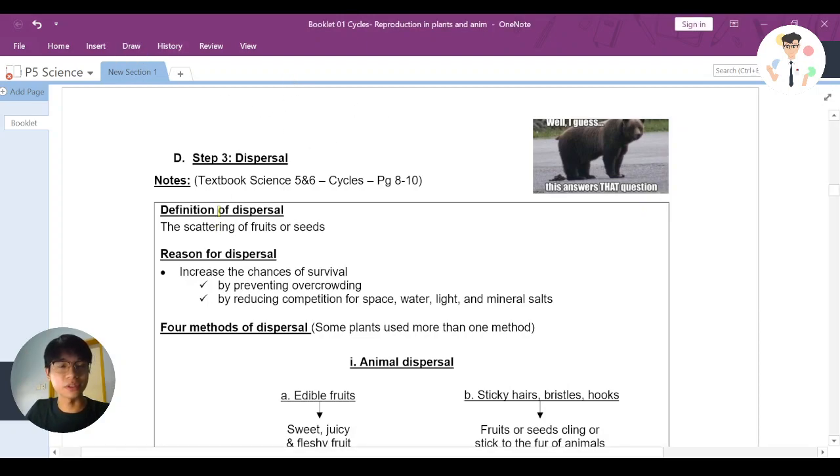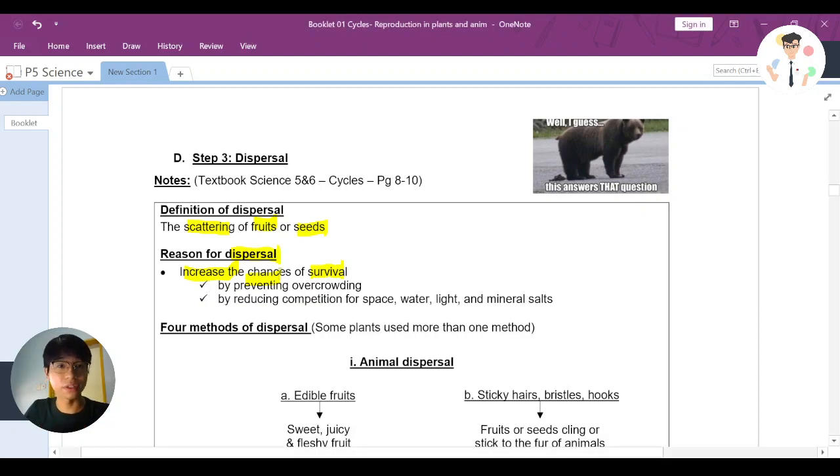The definition of dispersal basically means scattering of fruits or seeds. So we usually call it fruit dispersal or seed dispersal, commonly known as seed dispersal. But the question here is, why do we need to have this dispersal? A very important reason is to increase the chances of survival. How does dispersal help increase the chances of survival?